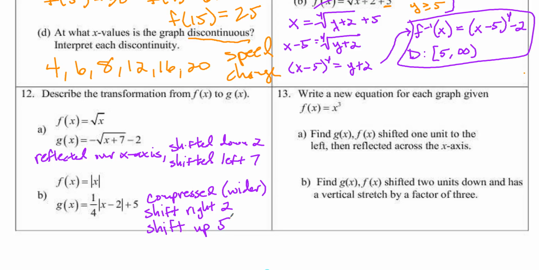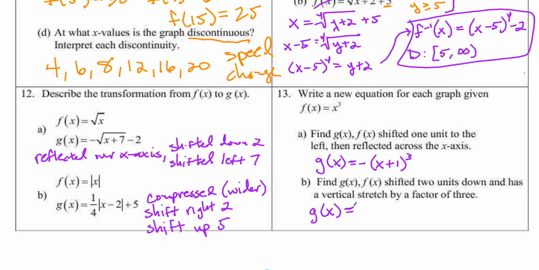13 says find g of x when you're shifted 1 unit to the right and reflected. Well, we know that reflecting means that it's going to be negative a, so we take x cubed, we make it negative, and then it's shifted left 1 unit, so I need to make it x plus 1 cubed inside the parentheses. And part B, g of x is equal to, let's see, it's shifted 2 units down and has a vertical stretch of 3.